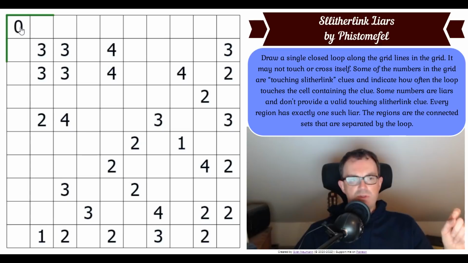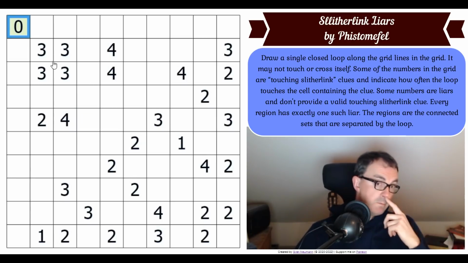So this is not a possible arrangement because this 0 would be in the loop and incorrect. And we know there would be a second incorrect clue in the loop within those 3s because both colours are represented within the 3s. So that breaks the rules. So we cannot do that. The 0 is out of the loop. And there is our first concrete deduction about anything in this puzzle. So that is going to become green. That is not in the loop.